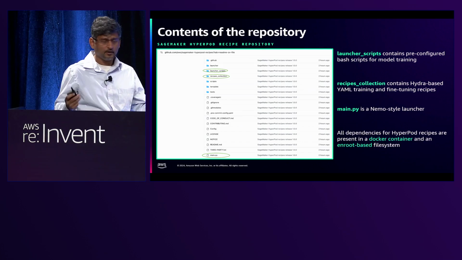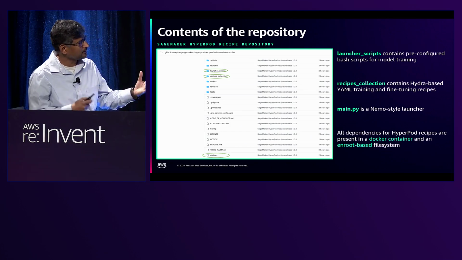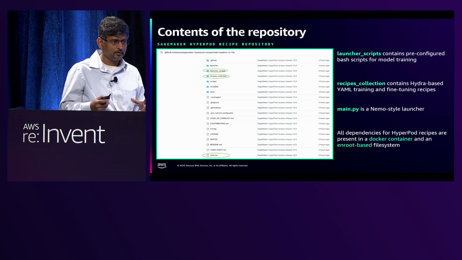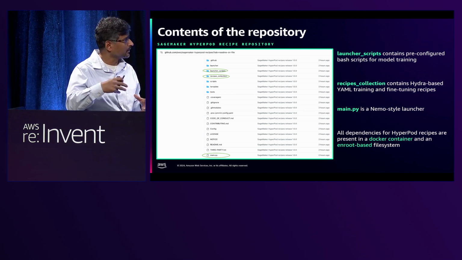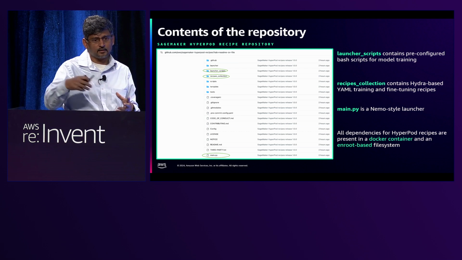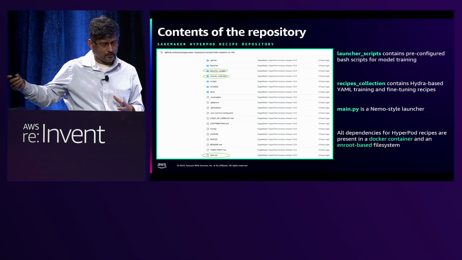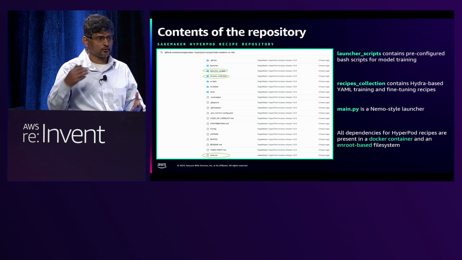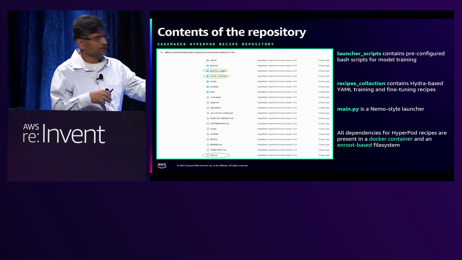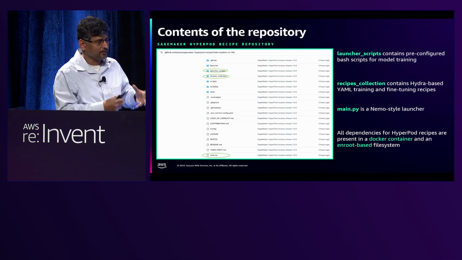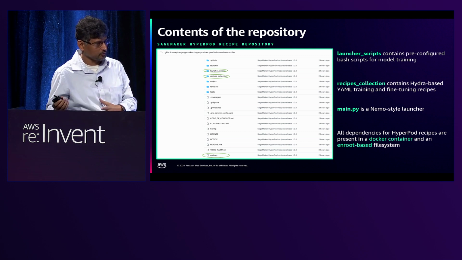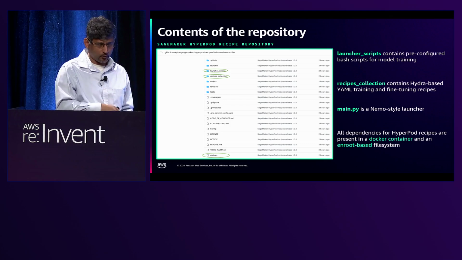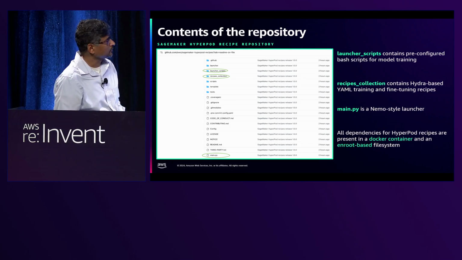And finally, there's a Docker container or an enroot based file system that we've also built that contains a lot of the dependencies that HyperPod recipes use. As part of using HyperPod recipes, you would also pull in this container, and the container has a lot of the logic to generate the training loop. You can always use your own custom container if you want, but hopefully you would not need to.